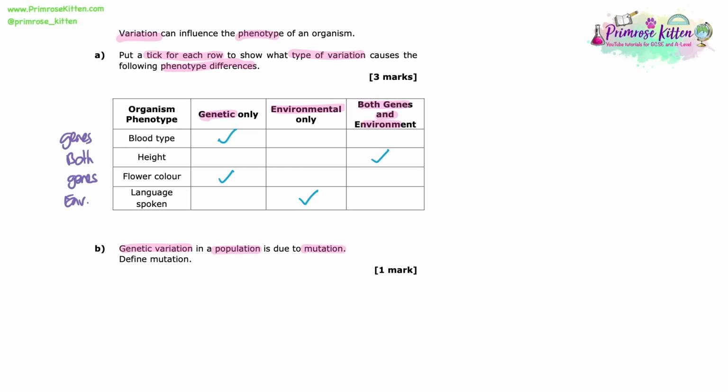Genetic variation in a population is due to mutation. Define mutation. So this is just a definition. We have to know just how to define a mutation. So it's a change to the DNA. You've got some alternative wording in the mark scheme you can use as well.